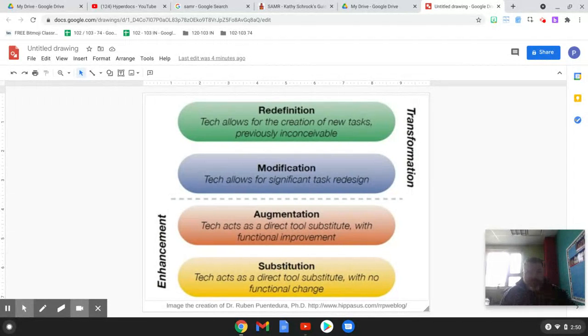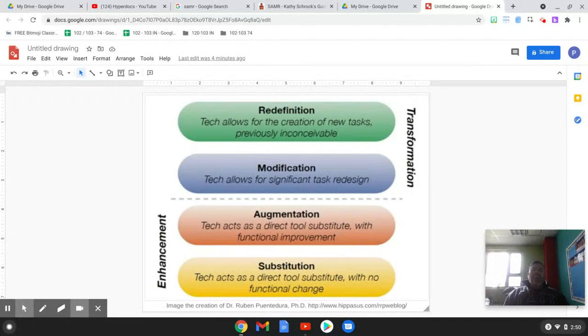I'm so sorry. All right, so maybe add a picture or two, but it's a direct tool substitute. We're not writing paper and pencil anymore, right? But we have some functional improvement, right? With spell check, grammar check, that kind of stuff. There's some functional improvement, right? Again, still use it, right?